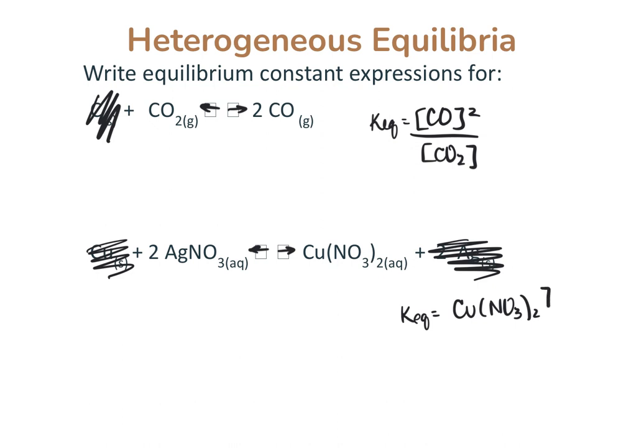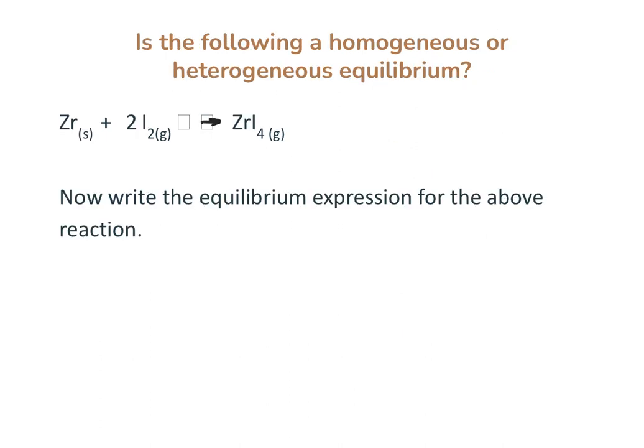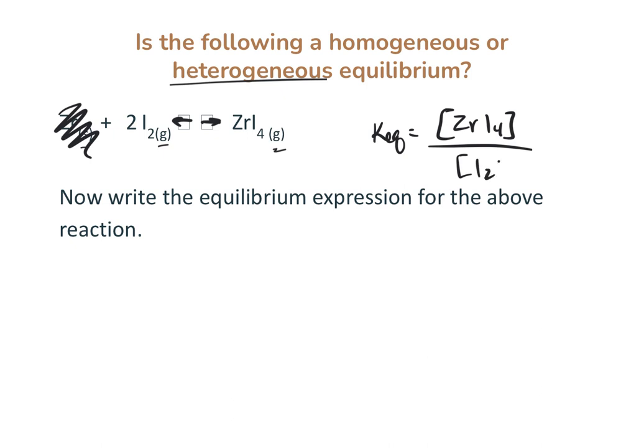CuNO3, all over AgNO3. And then we're going to square that because we have that number there. Okay? So that's how you do it. Pretty easy. So just another example one is the following: a homogeneous or heterogeneous equilibrium. Because we look at our state of matter and we have more than just one type, it's going to be heterogeneous. And because it's heterogeneous, we don't want to include the zirconium, that's a solid. So to write the equation here, it would be this species over the I2 squared. And it's just that simple.